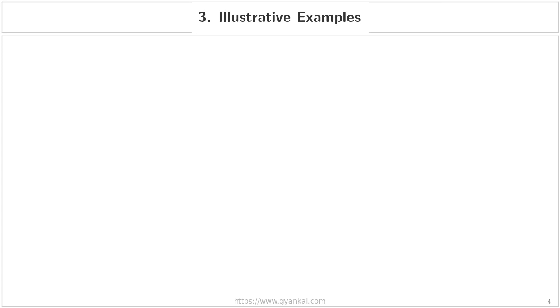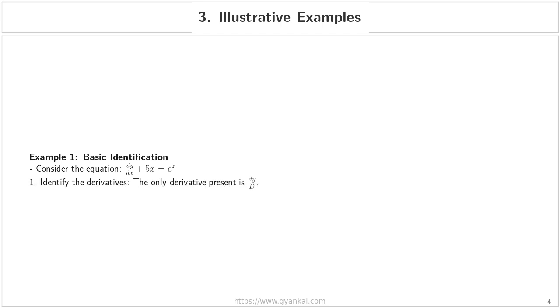3. Illustrative examples. Now that we have covered the definition and the step-by-step process, let's put that theory into practice with some illustrative examples. First, let's look at example 1, which is a basic identification task. Consider the equation, dy/dx plus 5x equals e to the power of x. To break this down, we first scan the equation to identify any derivatives. In this case, the only derivative present is dy/dx.